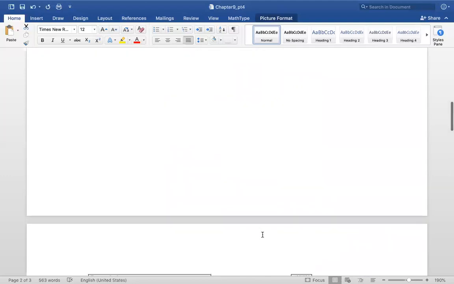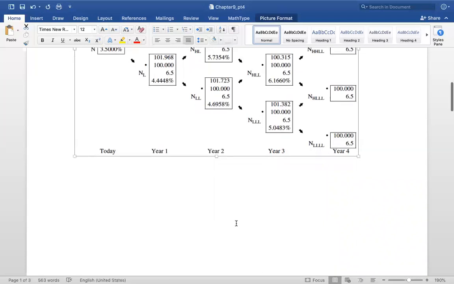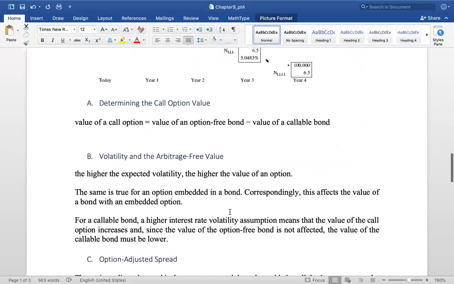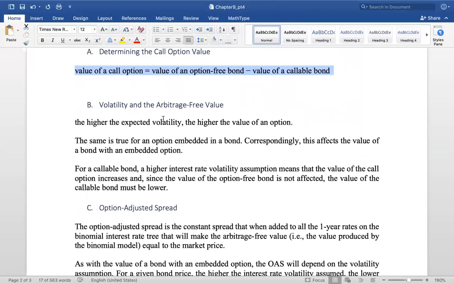Remember, when we calculated the value of an option free bond, that value came out to be 100, and if I remember it correctly, the value came out was 104.643, and now we got 102.899. So the difference of 1.744 is the value of the call option. So the value of call option here is 1.744. Now let's move to the volatility and the arbitrage free value.